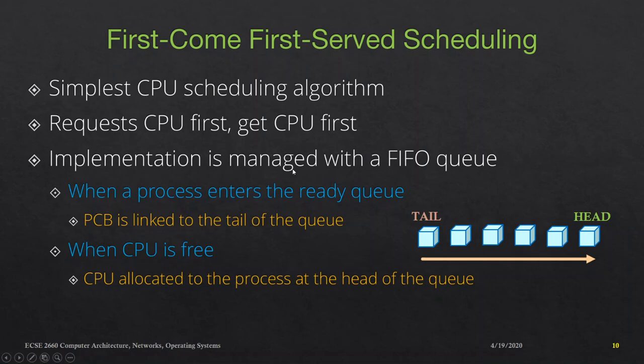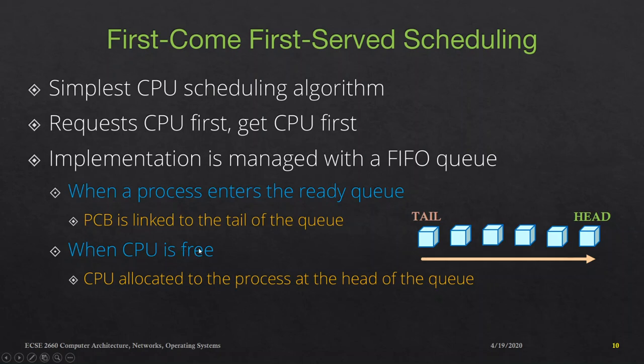The implementation is managed using a first in first out queue. As you can see over here, there's a queue of processes. All the way to the right is the head of the queue, all the way to the left is the tail of the queue, and the processes enter from the tail, and the CPU works on the process that is at the head of the queue. So when a process enters the ready queue, the process control block of that process is linked to the tail of the queue. That's how it enters the FIFO queue.